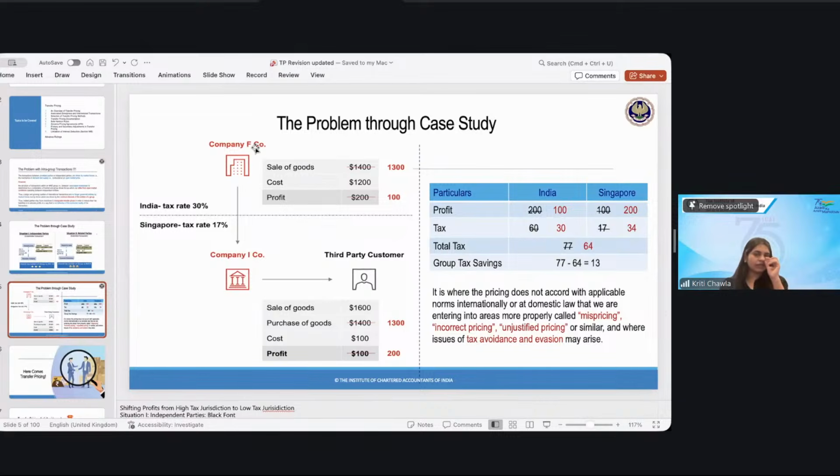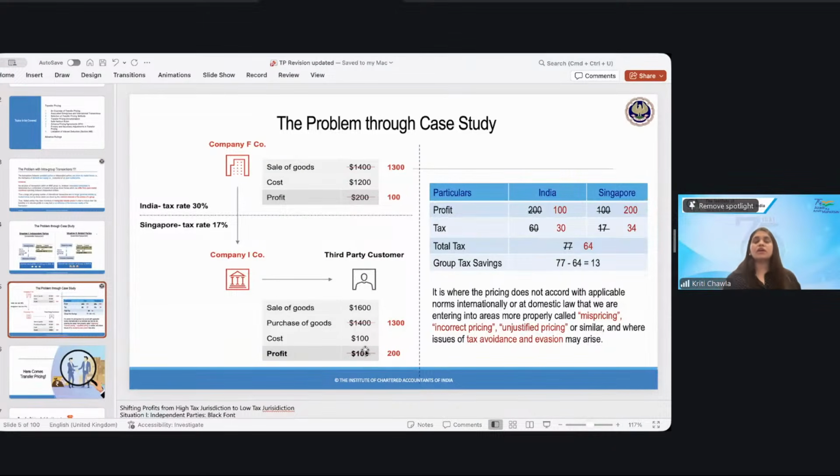So let's see how the transaction actually flows. Now, for the purposes of this particular case study, let's look at the black font first. So we'll be concentrating on everything which is written in black, right here.